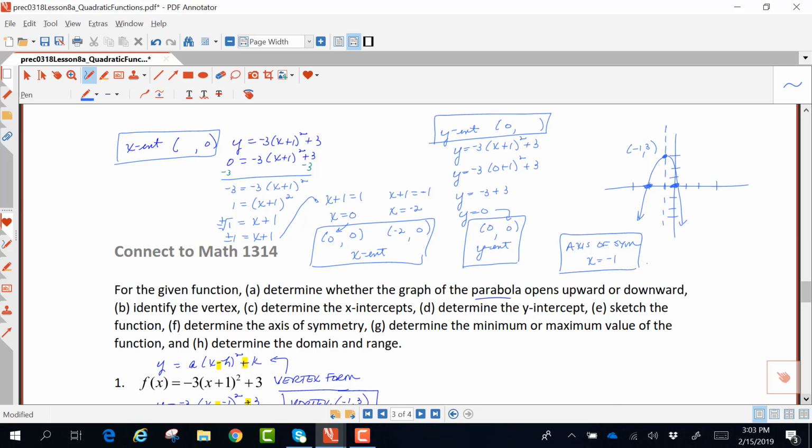It then asks me to determine the maximum or minimum value of this function. Well, since this function opens down, the vertex is the maximum. So the maximum, or the highest point, is the vertex, (-1, 3). Then it asks to determine the domain and range. In this graph, my domain would be -infinity to infinity from right to left.